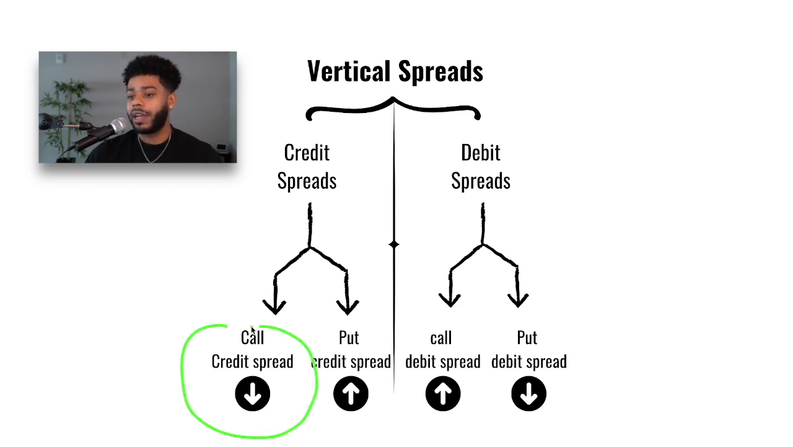A call credit spread is a bearish position. That's why we have this down arrow right here, because if you think about it, if someone is buying a call, that's bullish. So the person selling it to them may have the opposite directional bias. That's why when you sell a call credit spread, that's a bearish position. Now, if you sell a put credit spread, that's a bullish position, and that's why we have the up arrow right here.